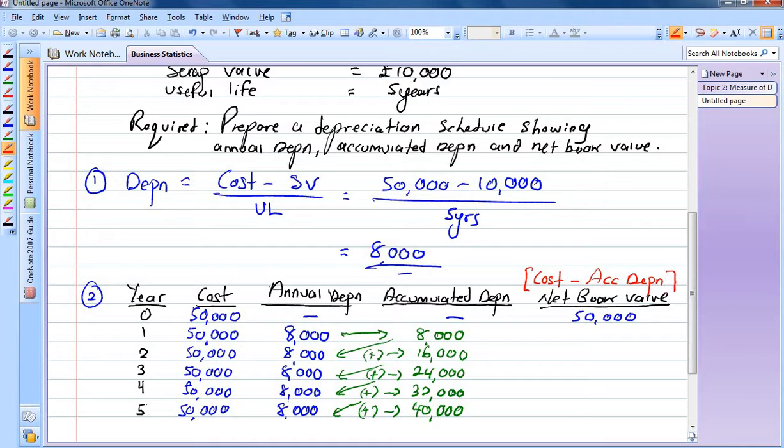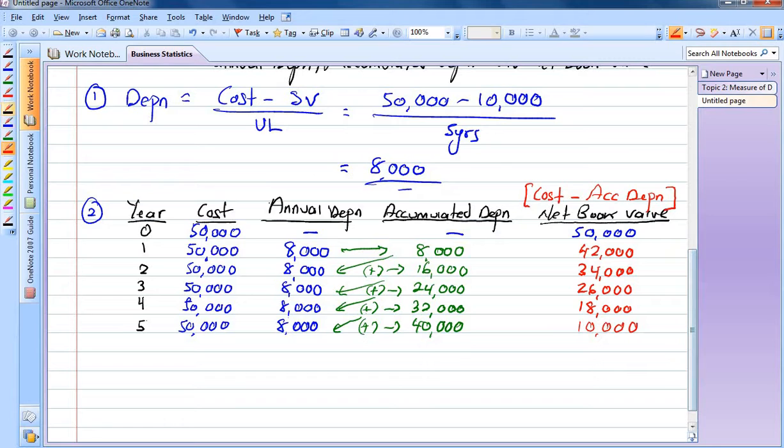Now, to find net book value, the formula is you take the cost minus the accumulated depreciation. Okay? So you take this cost minus your 8,000 for the first year. So you will get 42,000. Same thing you repeat. Second one you'll get 34,000. Then 26,000. 18,000. And of course 10,000 finally for year 5.